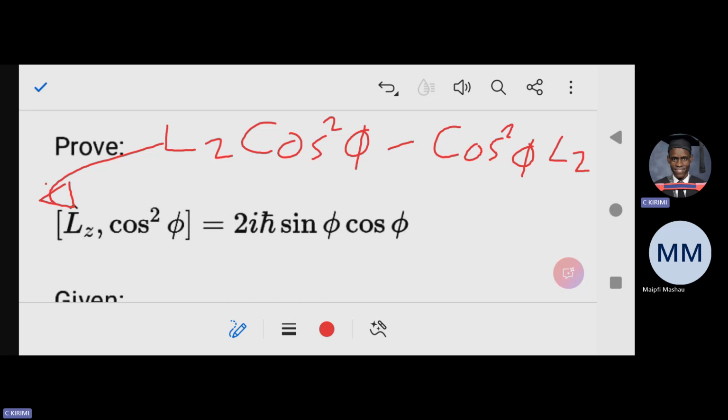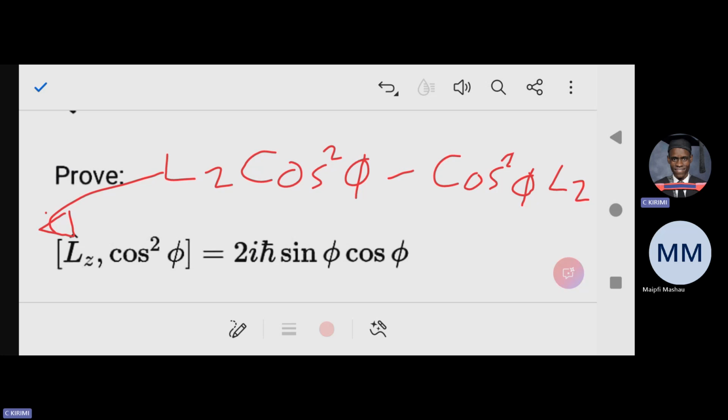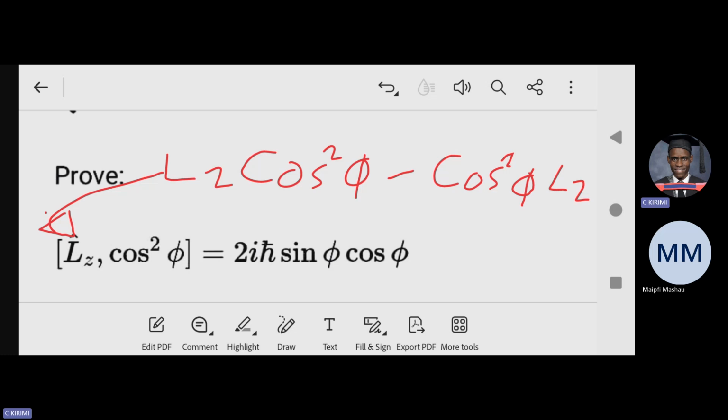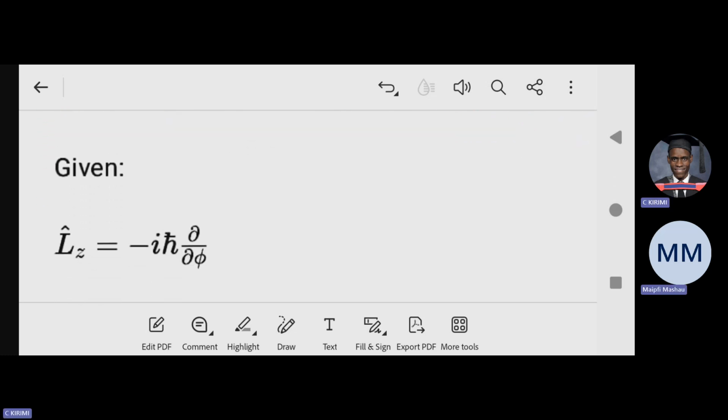So this expression can be written as a commutation. So this is what you are trying to do. So when you ask what the commutation relation means, this expression can be written like this. That is the commutation relation, and also the derivation as well. And you were given one of the parameters there, which you can use, which is LZ is just negative I H bar partial phi.